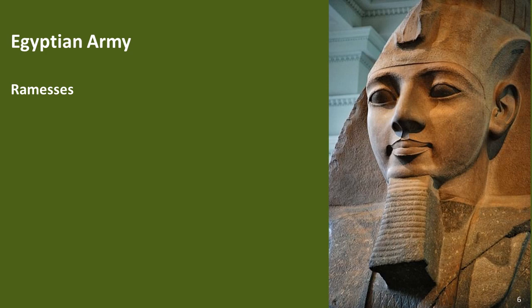Also significant was the presence of Sherden troops within the Egyptian army. This is the first time they appear as Egyptian mercenaries, and they would play an increasingly significant role in late Bronze Age history, ultimately appearing among the Sea Peoples that ravaged the eastern Mediterranean at the end of the Bronze Age.